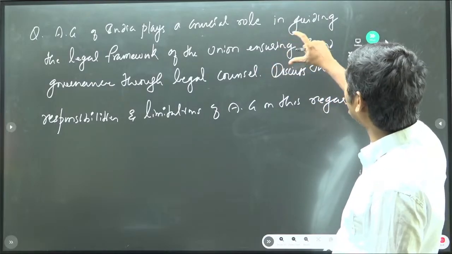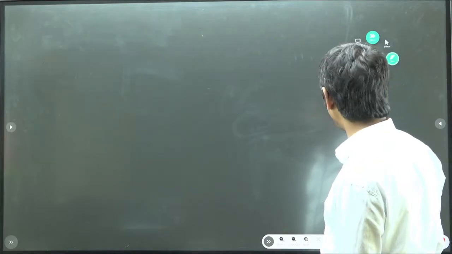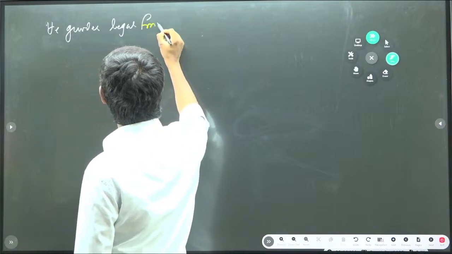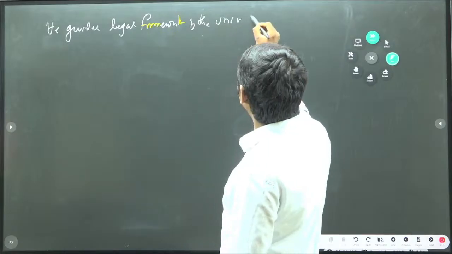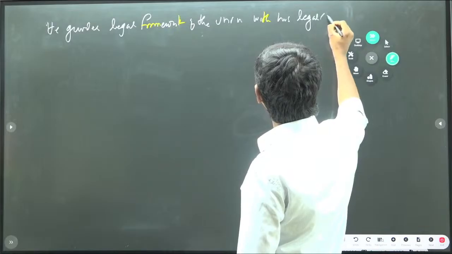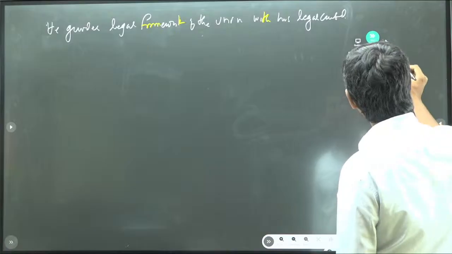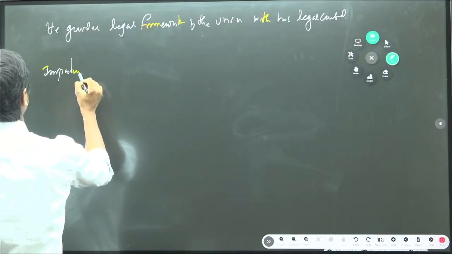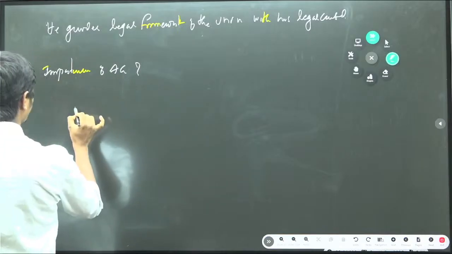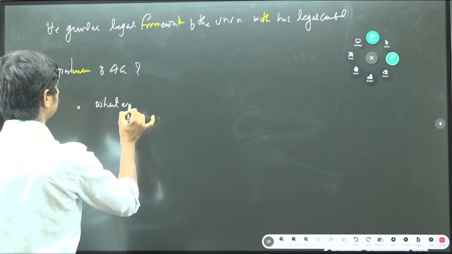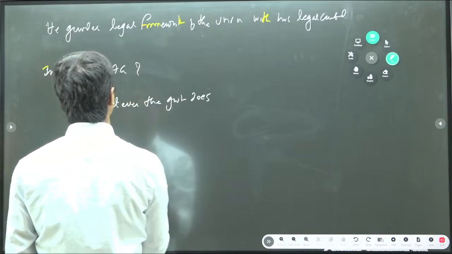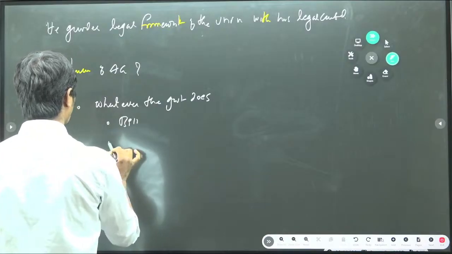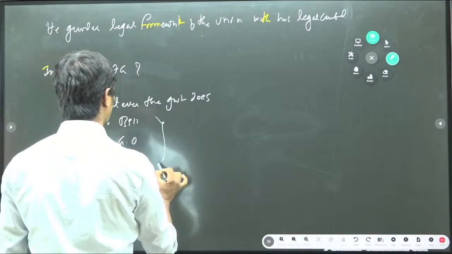So how does he guide the legal framework of the Union? We need to understand this dimension. In the body of the answer, he guides the legal framework of the Union with his legal counsel. But one thing we need to understand: why is the Attorney General's office important? Because whatever the government does, whether with respect to proposals of bills, government orders, notifications, etc., all these are required to be constitutional.